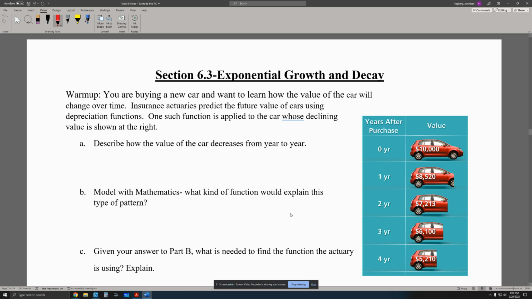Hi everyone. Today we're going to be completing our notes on section 6.3, which is on exponential growth and decay. I want to start off with this warm-up. You're buying a new car and you want to learn how the value of the car will change over time.